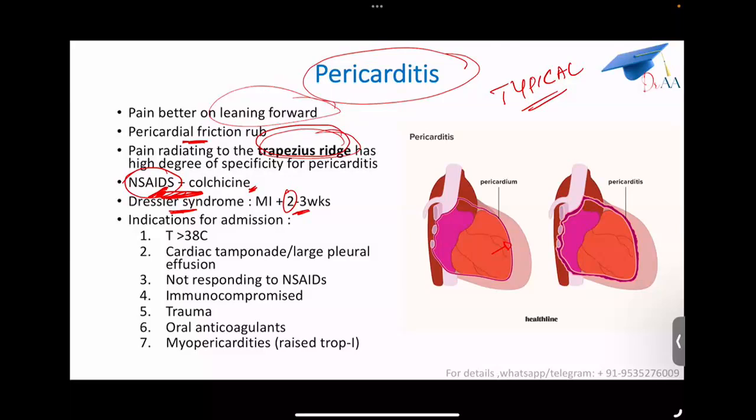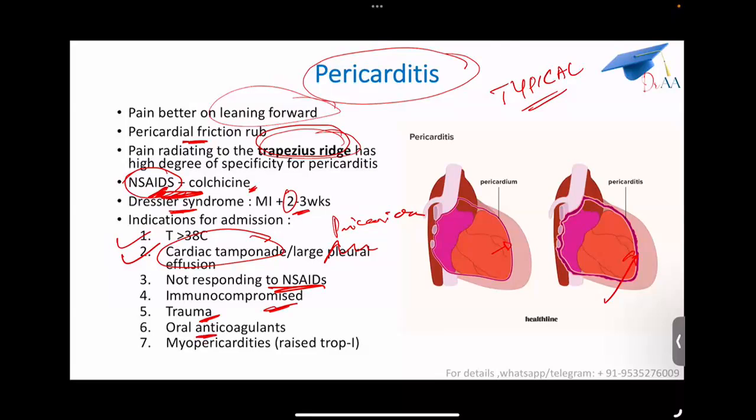When do you admit this patient? If the patient is just having these typical pains, all other parameters are fine, you can discharge him. If the patient has high-grade fever, there is so much pericardial effusion that it is causing compression of the ventricles, causing cardiac tamponade, then yes, you need to admit this patient because they have a large pericardial effusion. It's not pleural, this is pericardial effusion. They're not responding to the treatment. You've already given treatment, he has come back with same pains, is not responding. If they're immunocompromised, or it's a traumatic cause for pericarditis, then you need to definitely admit.